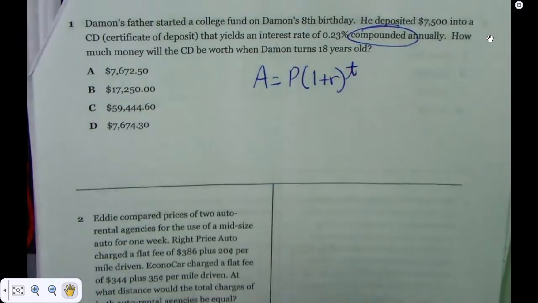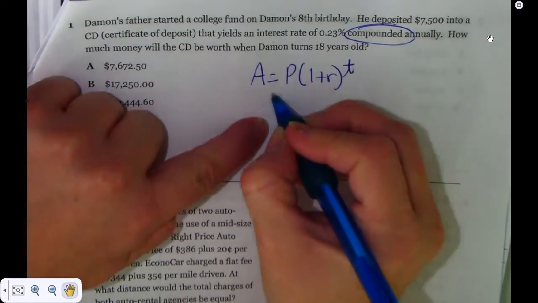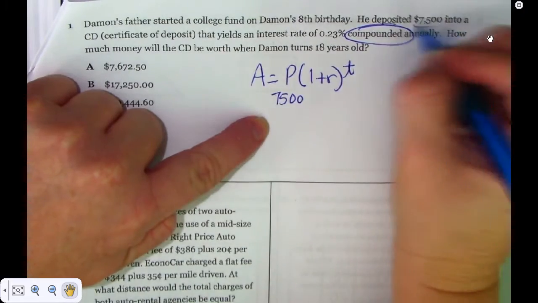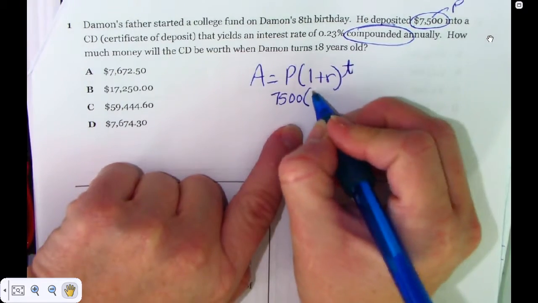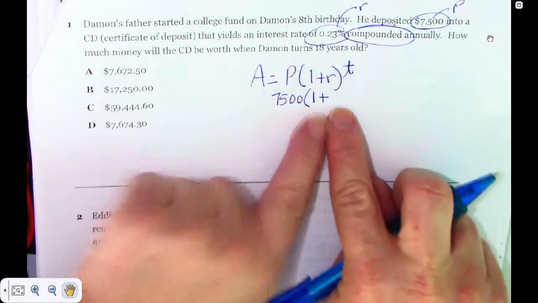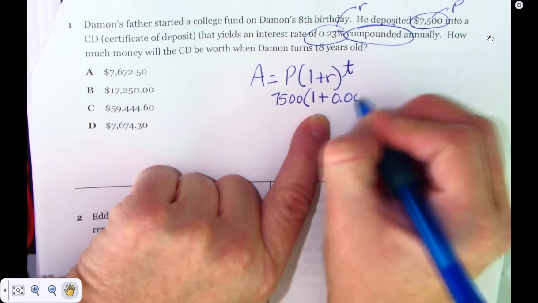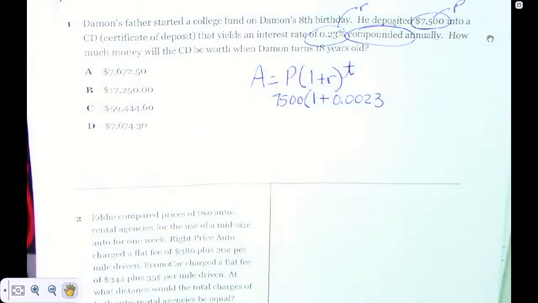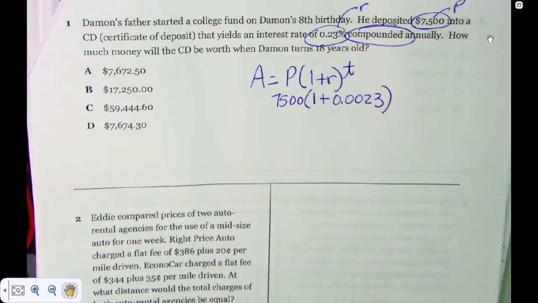So now, guys, all we're going to do is follow the formula. What goes under P? Yes, the principal. Right. What goes under 1? 1 plus. Now, this is the rate. What am I going to write for the rate? Why do I have to put 0.0023? I have to move it over to the left 2 times.